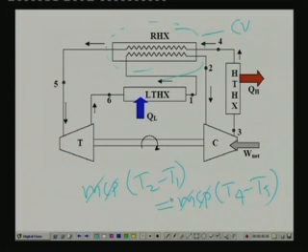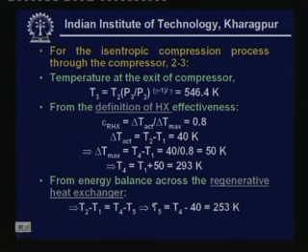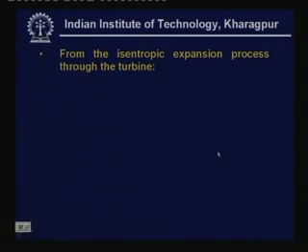So, finally, from the energy balance we see that T2 minus T1 is equal to T4 minus T5, and T2 and T1 are known to us, T4 we have computed. So, from this we can find out T5. That is what is done here. T2 minus T1 is equal to T4 minus T5, that means T5 is equal to T4 minus 40, because T2 minus T1 is 40. So, from this we get T5 as 253 Kelvin. Finally, we have to find out the temperature at the exit of the turbine. This process, as I have already told you, is an isentropic expansion process.